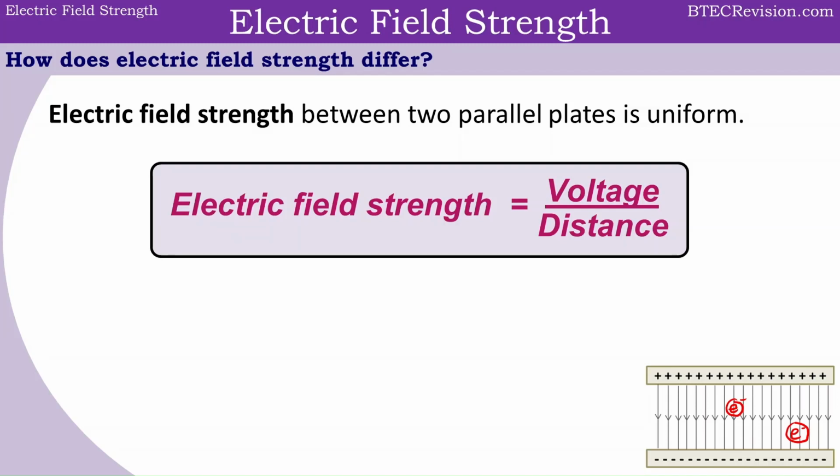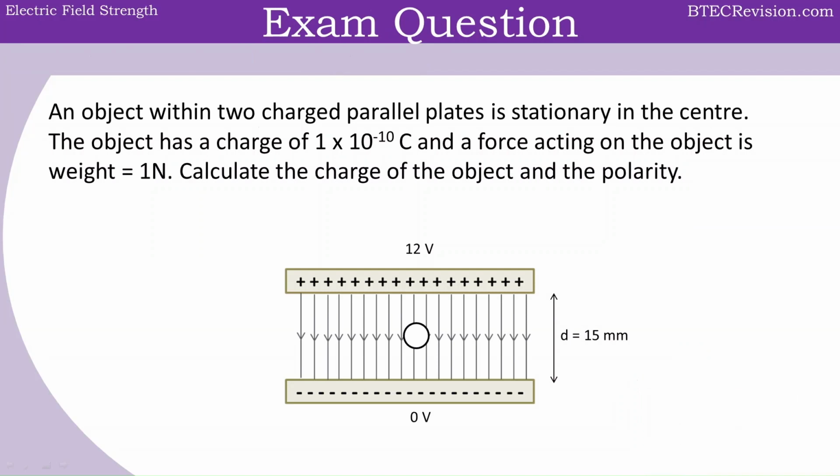And this strength, electric field strength within two parallel plates, is given by this equation. Electric field strength equals the voltage divided by the distance. And the distance is the distance between the two plates, D for short, and the voltage across the two plates. So let's say we'll have 12 volts, and on the other side we'll have 0 volts. Now pause the video here and attempt this exam question.